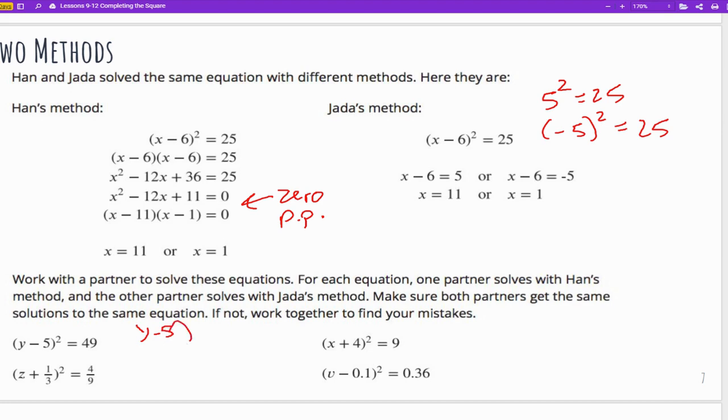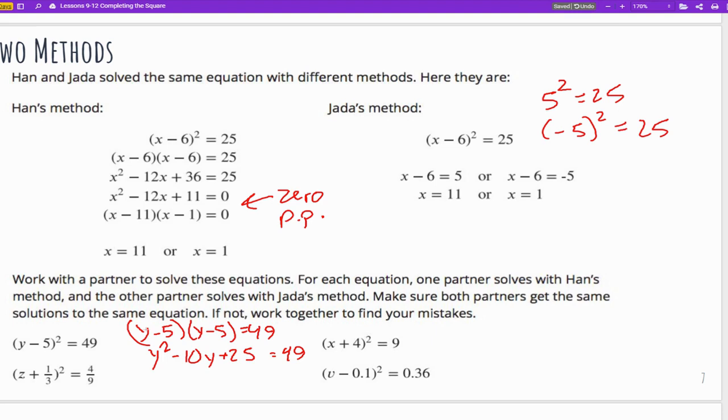Oopsie. Let me erase that a little bit. Okay, let's fix that back. So y minus 5 times y minus 5 equals 49. So we're going to distribute here. y squared minus 10y plus 25 equals 49.